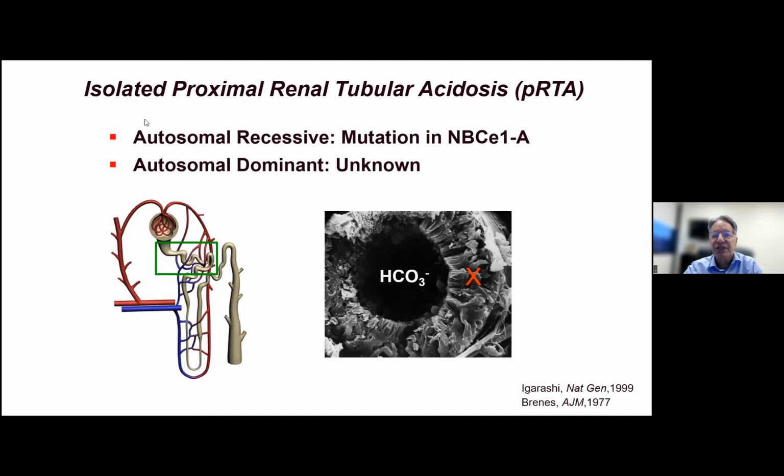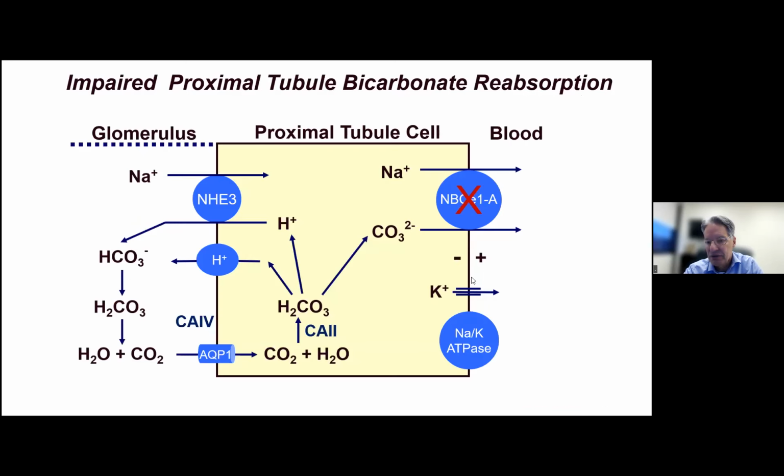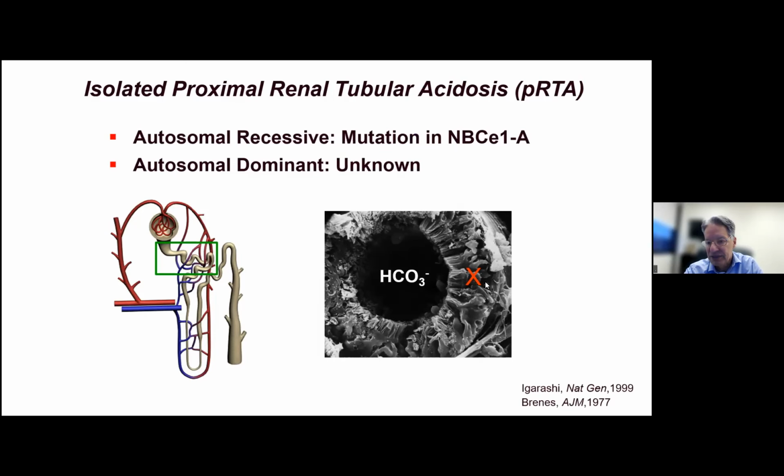Okay. So this patient has isolated proximal renal tubular acidosis. If you see this and it's familial, no one's ever found any other mutations. These are mutations in NBCe1A, the protein on the basolateral membrane where the X is here. Well, actually, the X just shows that you can't absorb bicarbonate. But NBCe1A, remember, is on the basolateral membrane. It's in the proximal tubule.